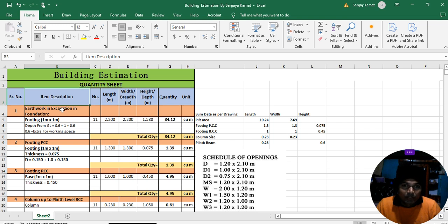When we dig depth by depth, we have to remove the extra amount of soil, so that the beam can carry the load beneath the earth surface. For that purpose, we start from the beginning with earthwork in excavation in foundation.